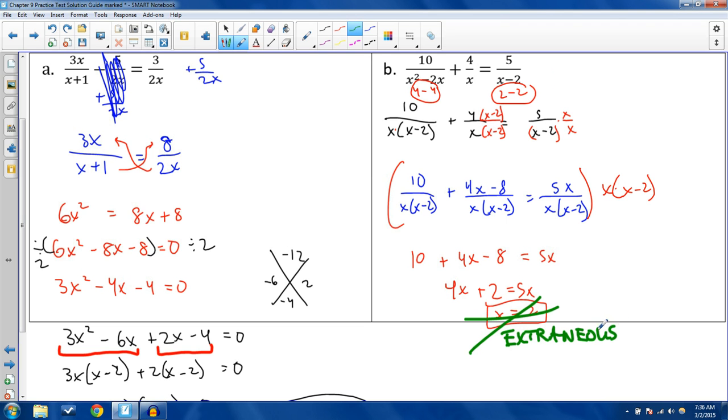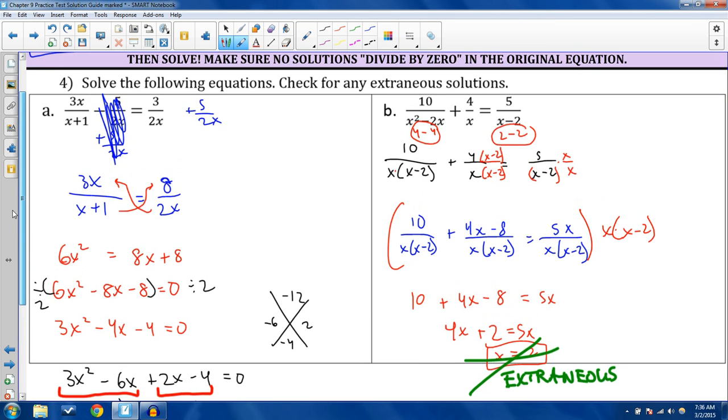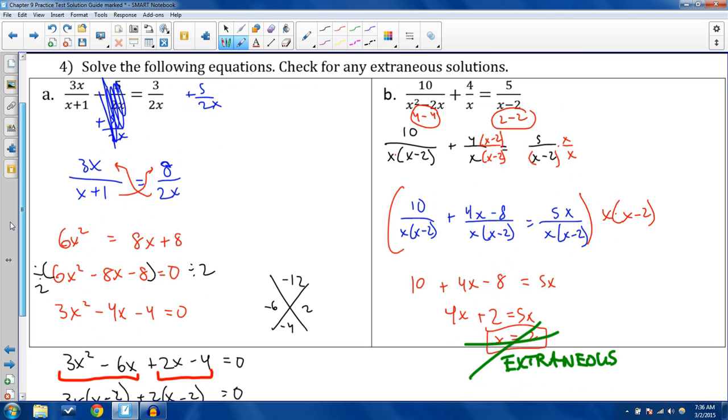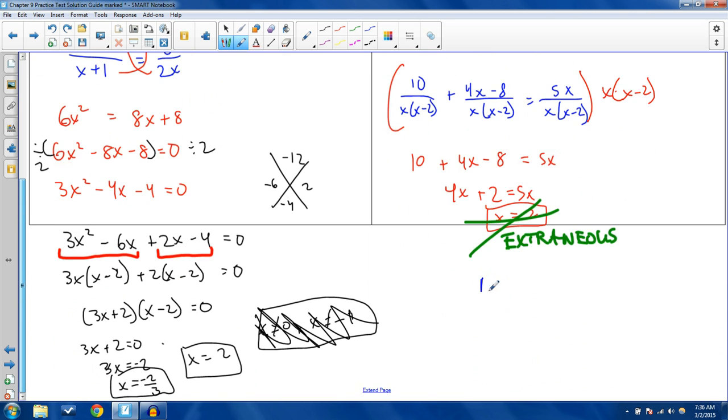So what does that mean? There are no other values for x. What does that mean? What can you do? Nothing. There is no value for x for which you can solve this equation. It is impossible. This is no solution.